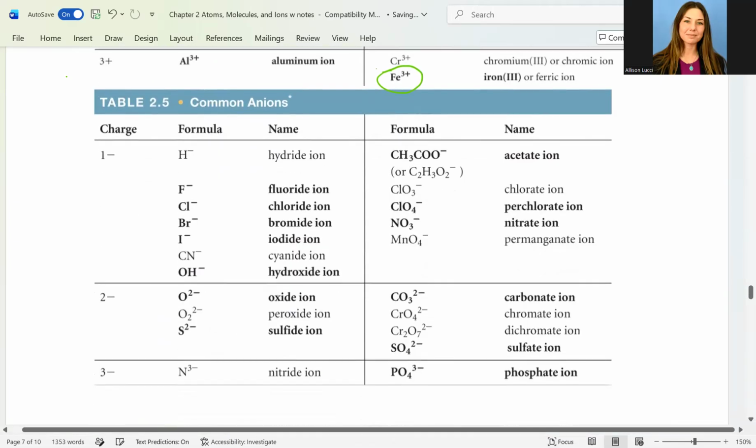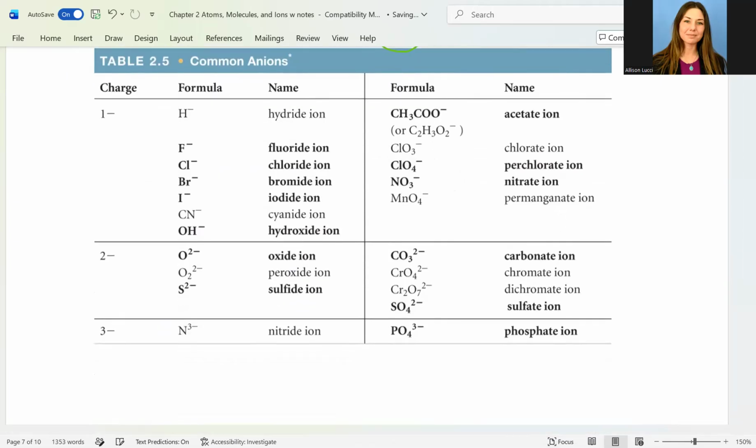Then down here we have some common anions. I'll point out a few that you should know. We have our halogens. We have the cyanide, CN, ion, and then the hydroxide ion here. I would also know the polyatomic acetate ion formula, perchlorate here, ClO4, and nitrate.